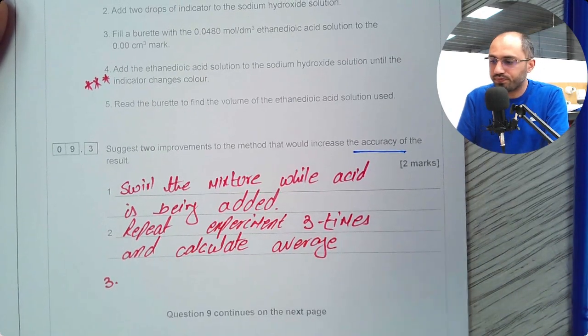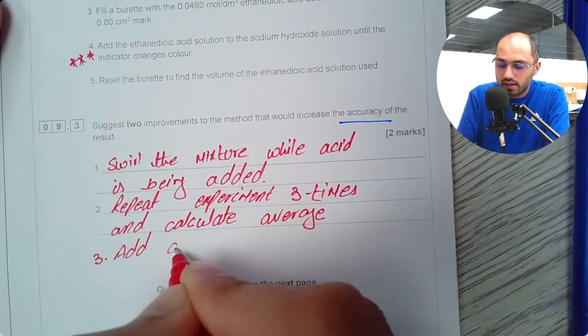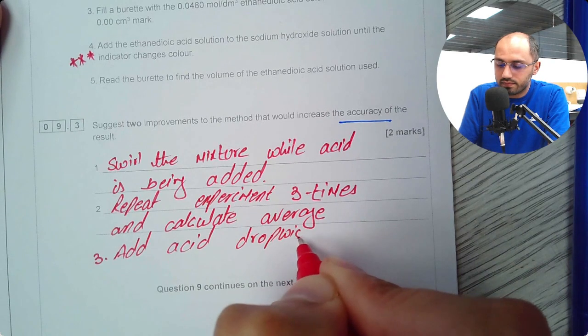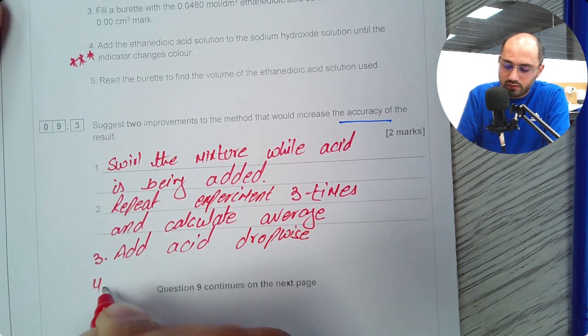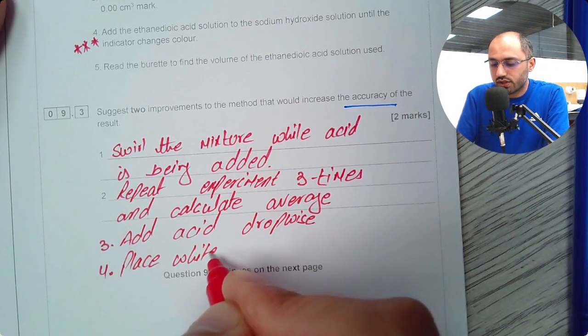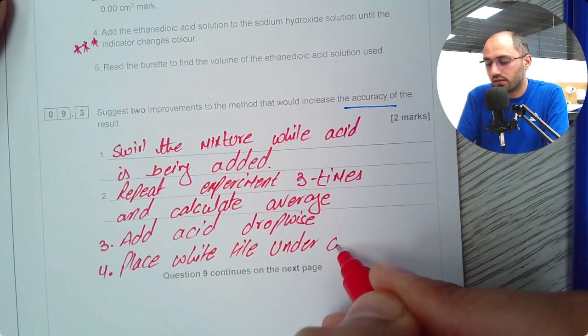Number 3, I can say add acid dropwise. Number 4, place white tile under conical flask.